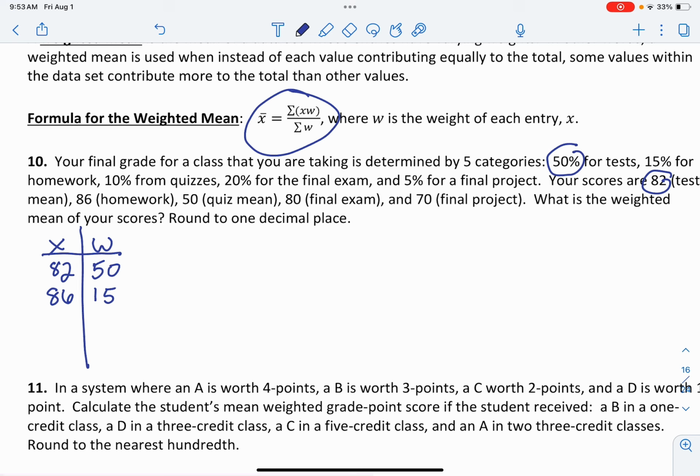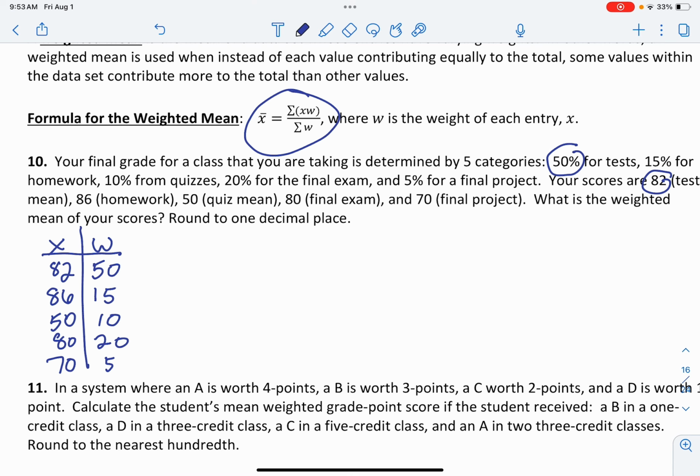The next one is 10% from quizzes. Our mean was a 50. Then we had 20% for the final exam, and we got an 80 on that. And then finally, the final project is 5%, and we got a 70. All right, so that organizes all that information.